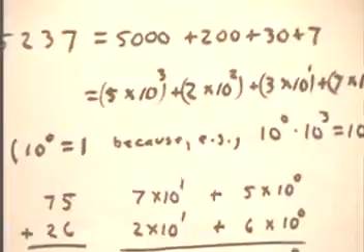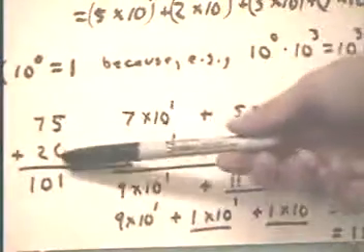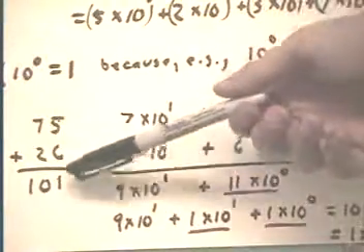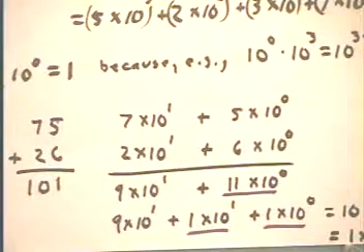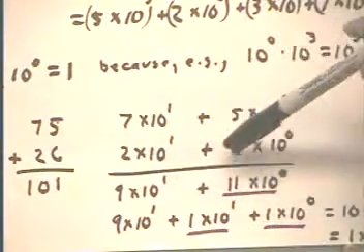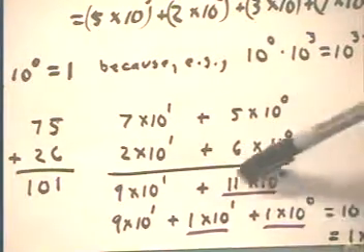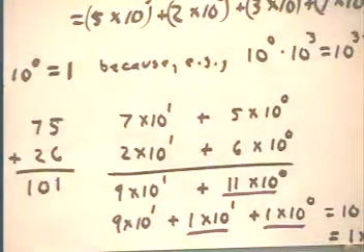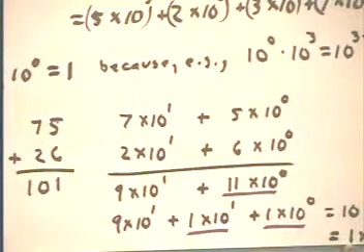Okay, end of digression. If we add 75 and 26, the standard way, 5 and 6 is 11, we carry the 1, we get 8 plus 2 is 10. In expanded notation, we would write 7 times 10 to the first plus 5 times 10 to the 0, added to 2 times 10 to the first plus 6 times 10 to the 0. 5 times 10 to the 0 and 6 times 10 to the 0 gives us 11 times 10 to the 0. 7 times 10 to the 1 plus 2 times 10 to the 1 is 9 times 10 to the 1.